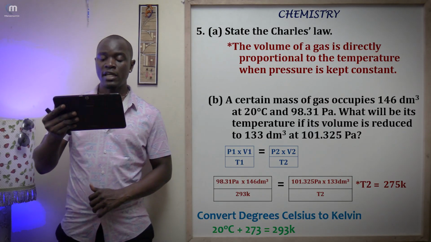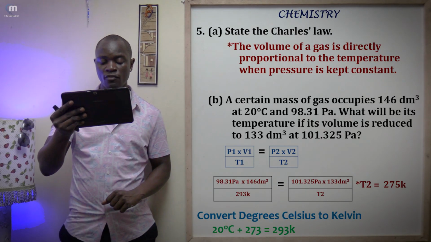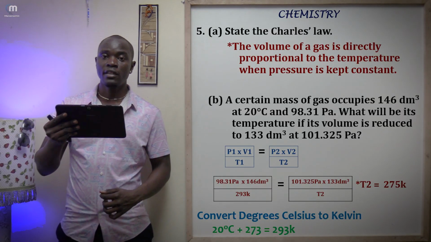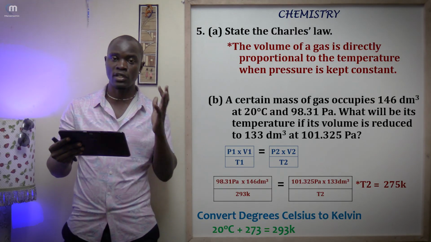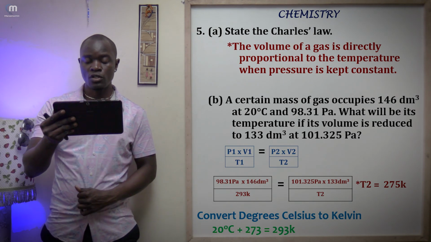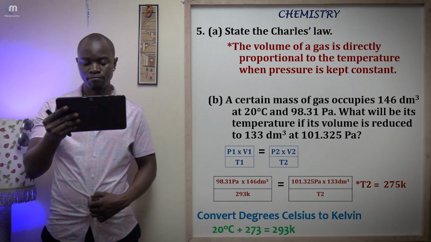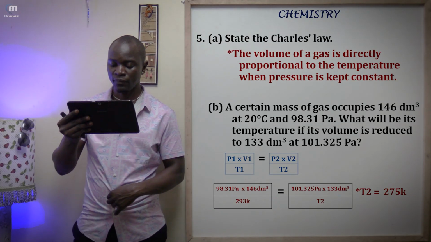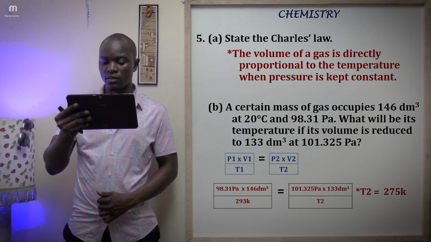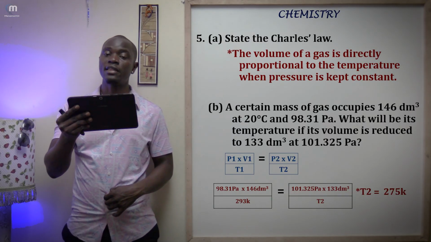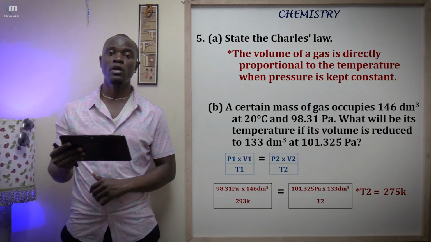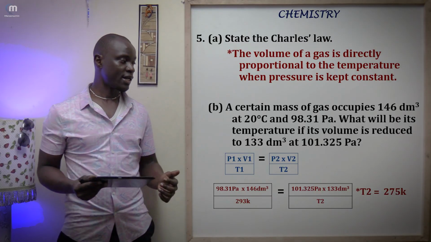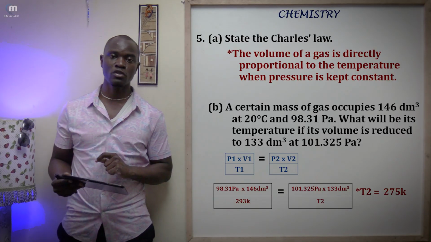So the pressure 1 is 98.31 pascals, volume 1 is 146 dm cubed, and then temperature 1 is now 293 Kelvin. Then this is equal to, now we are going to take the other side. So we're going to take P2 to be 101.325 pascals. Then the volume 2, we have been given 133 dm cubed, and then we are now going to find the temperature 2. So if you make all your calculations correct, that is the answer that you are supposed to get.